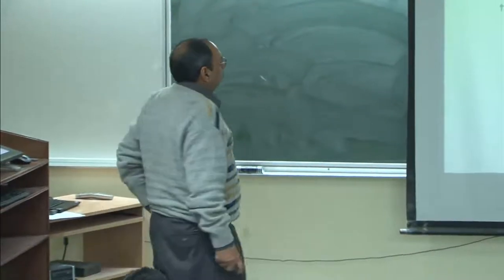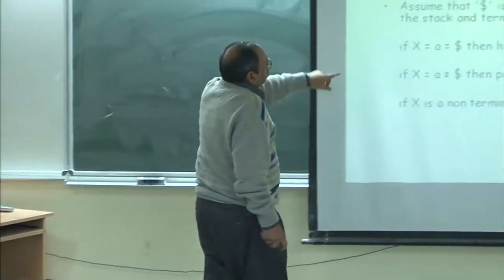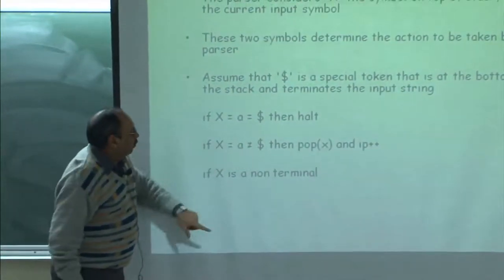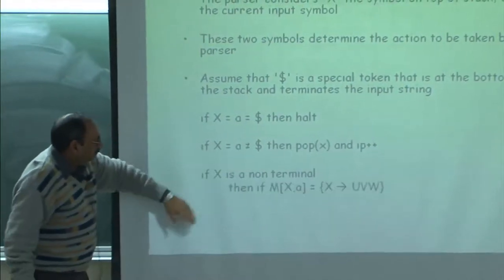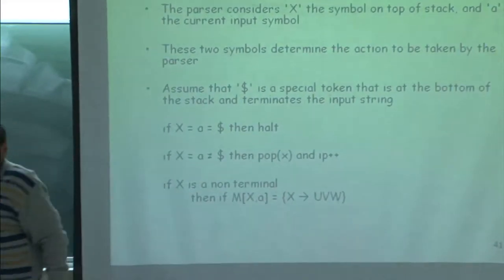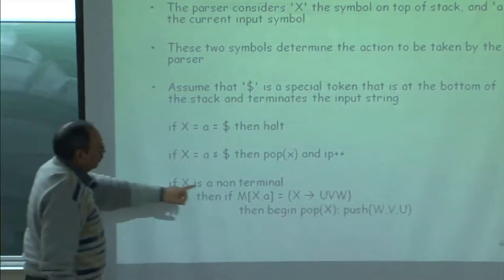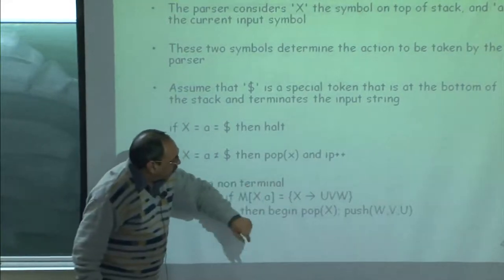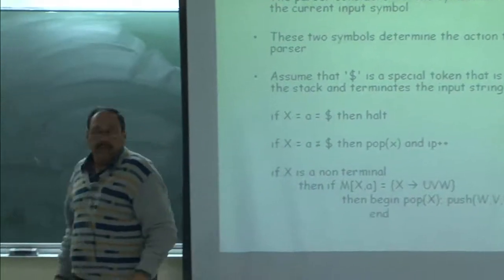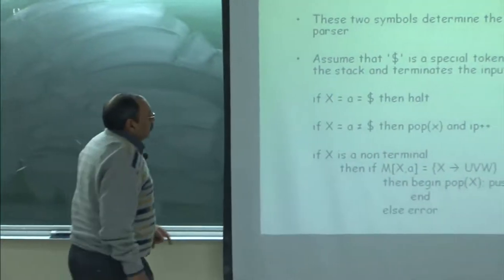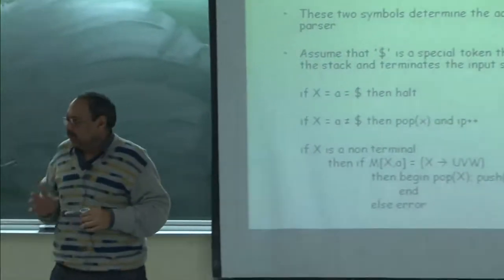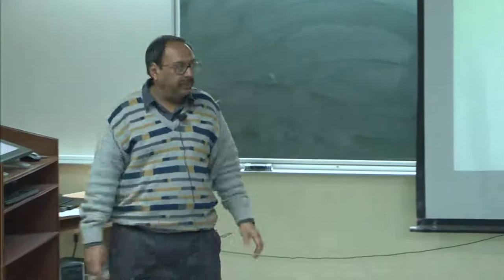So this is what my parsing does: we match the top of the stack. If it is dollar, then we halt. If it is a terminal, then we pop and increment the input pointer by one. If it is a non-terminal, then I must expand by a rule. When I expand by this rule, I am popping X from the stack and pushing U, V, W in reverse order on the stack. Otherwise, I go into an error state. So this is what we were discussing in the previous class.